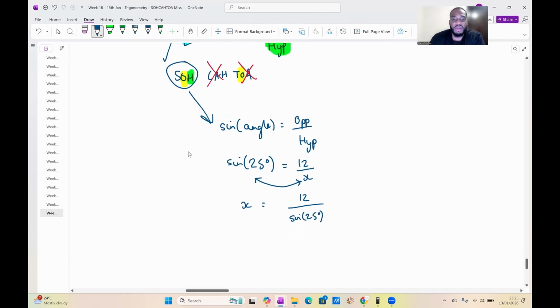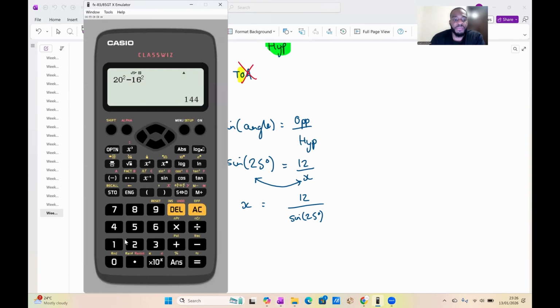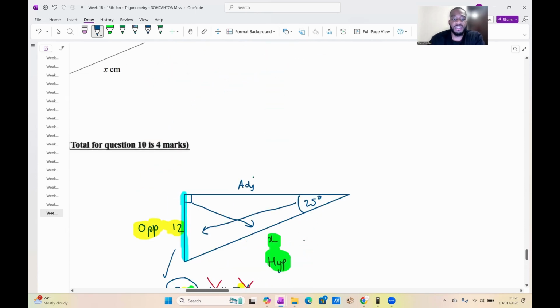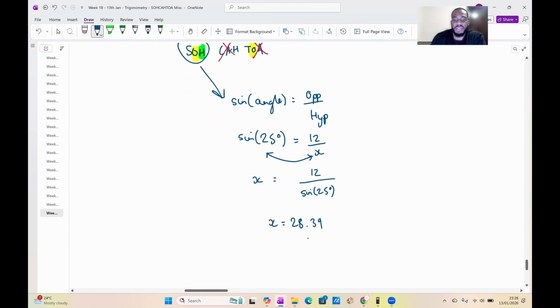So therefore, put this into the calculator. It's going to be 12 over sine 25. And then that equals, to two decimal places, 28.39. And that's in centimeters, isn't it? I think, yeah. In centimeters. And that is the answer. Well done to Fiona for giving me the correct answer in the chat. Anybody else get this correct?